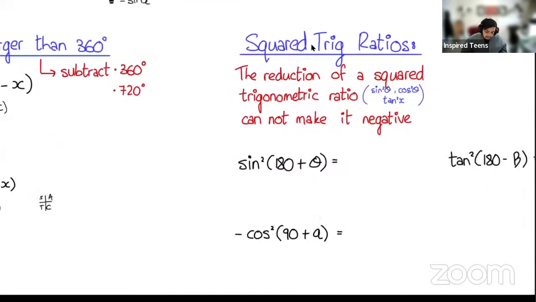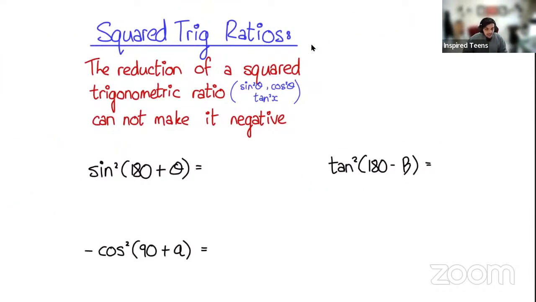Let's have a look here. What happens when we deal with squared trig ratios? So it says here, the reduction of a squared trigonometric ratio. So what is a squared trigonometric ratio? Like sine squared x, cos squared x, or tan squared x, cannot make it negative. Okay, that's a bit of an informal way to put it, but I'll show it to you in an example. But basically, when you reduce a square, you're never going to get a negative answer.